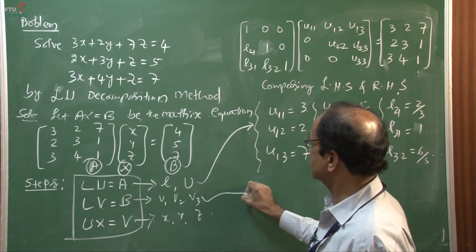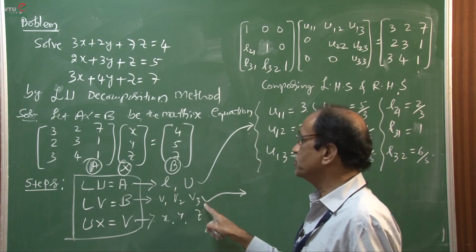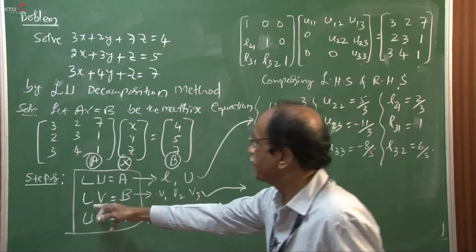Now the second step, that is V1, V2, V3. What is L here?